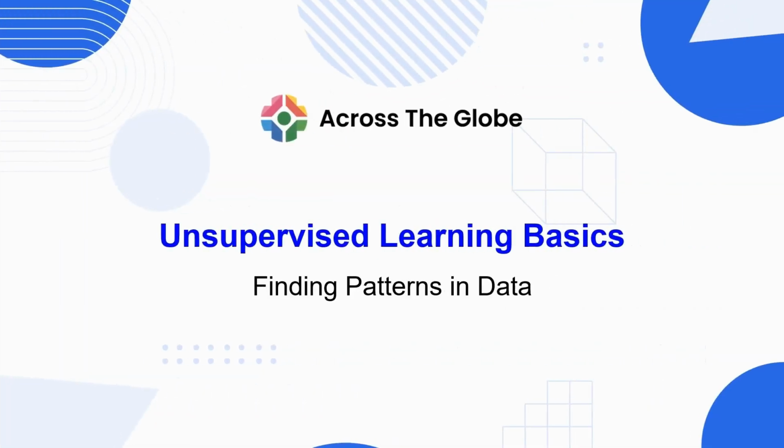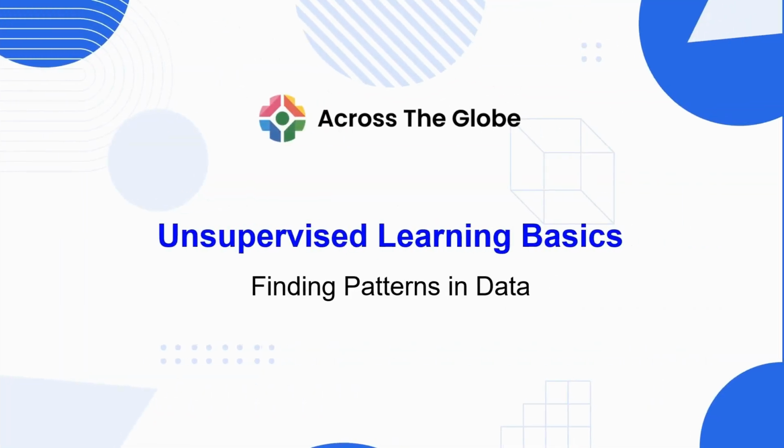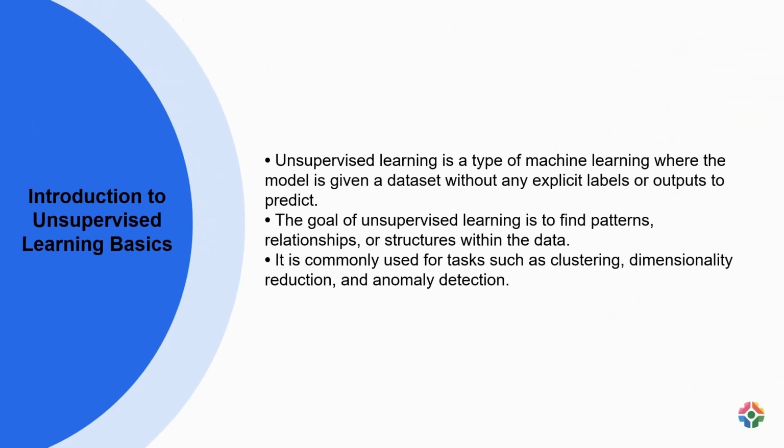Today we will learn about unsupervised learning basics. Unsupervised learning in machine learning refers to a model operating without labeled data for prediction. Its primary objective is to uncover patterns, relationships, or structures in the dataset.